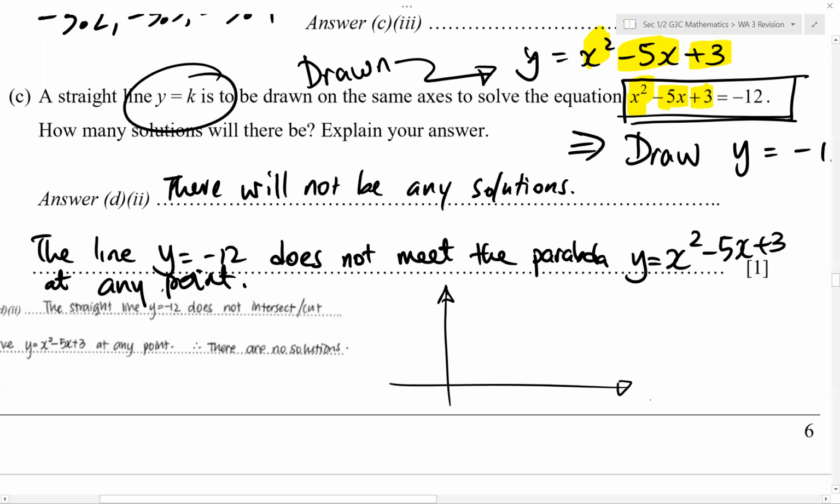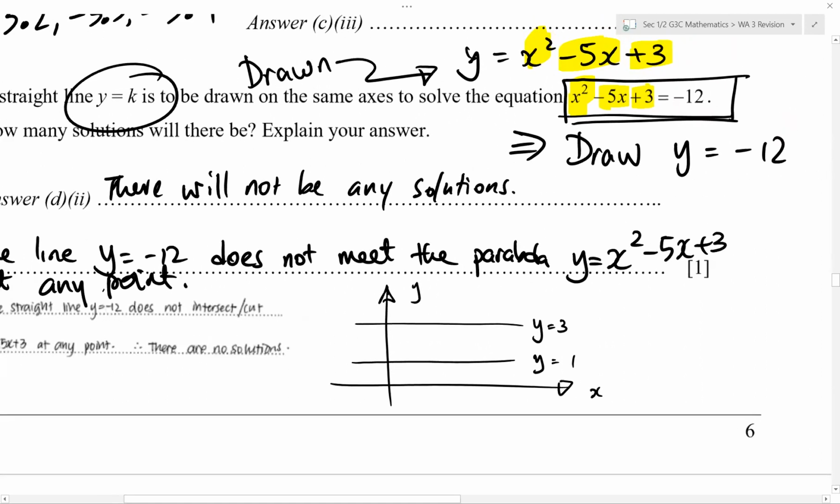Simple straight lines. y equals 1, y equals 3. Do these two horizontal lines intersect each other? y equals 1, y equals 3? They don't intersect. They will not meet each other.